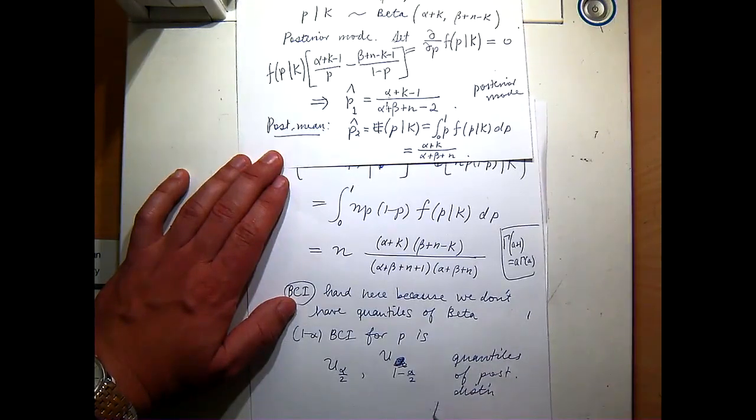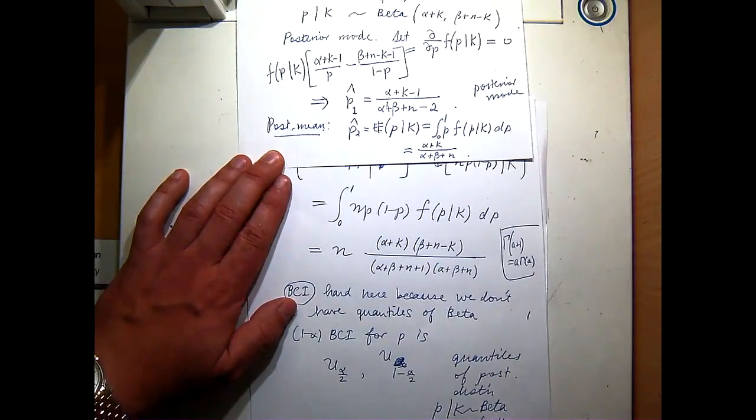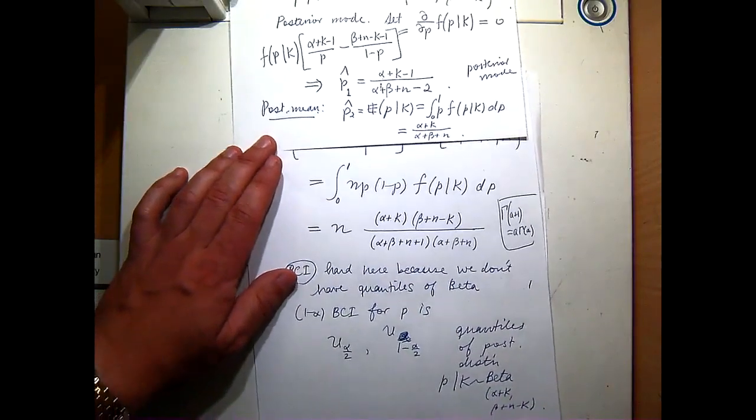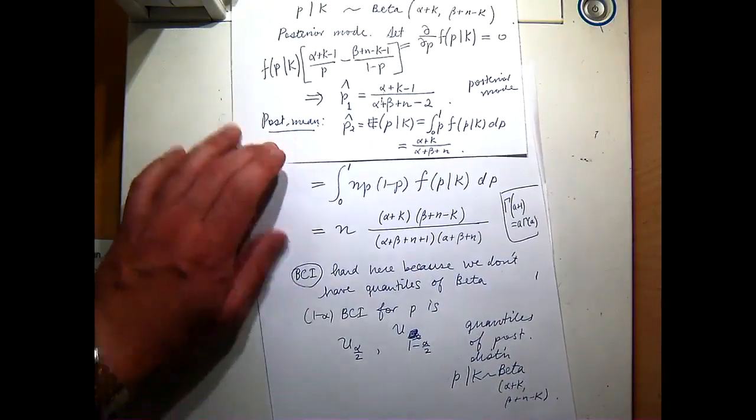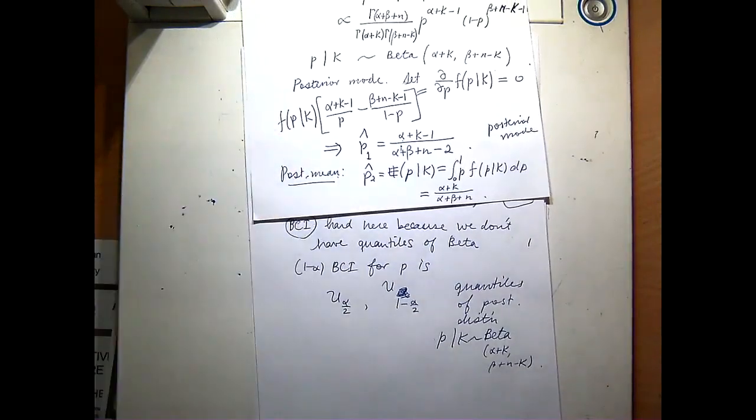And remember the posterior distribution, P given the observation K, is Beta(alpha plus K, beta plus n minus K). Now, because we don't have tables of that, I'm just going to leave it at that. If the posterior distribution happened to be a normal or a chi-squared or an F, we could do it from our tables.